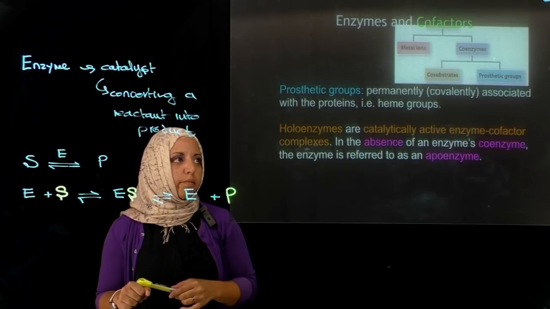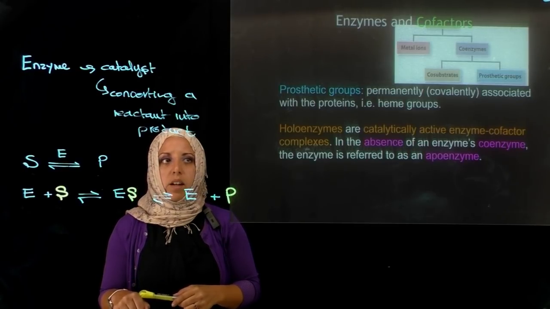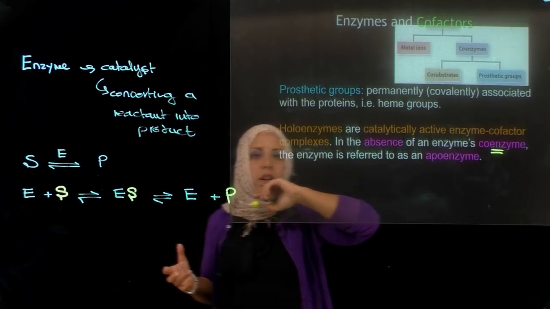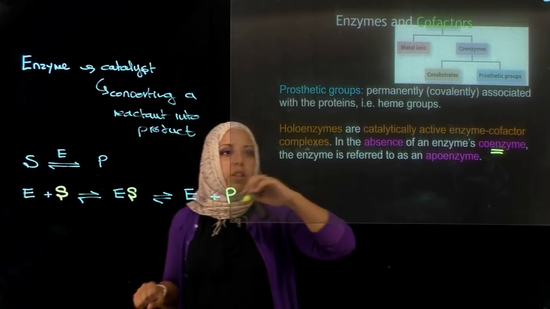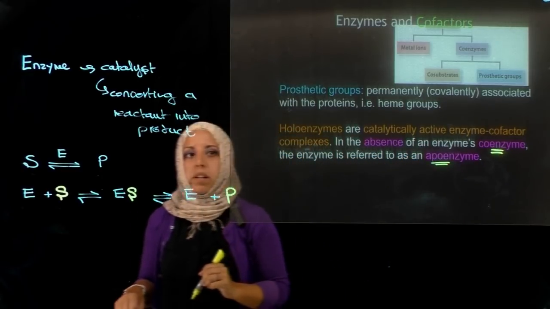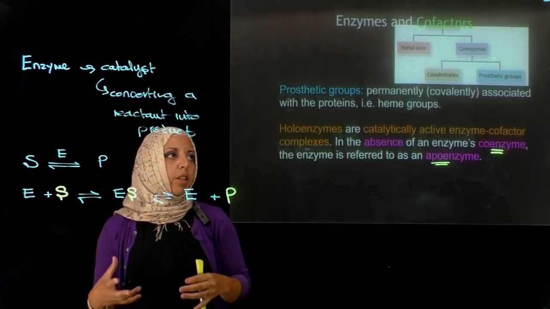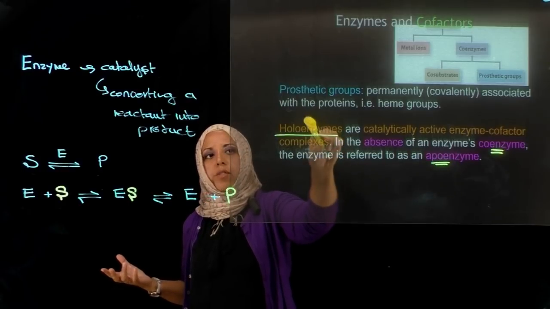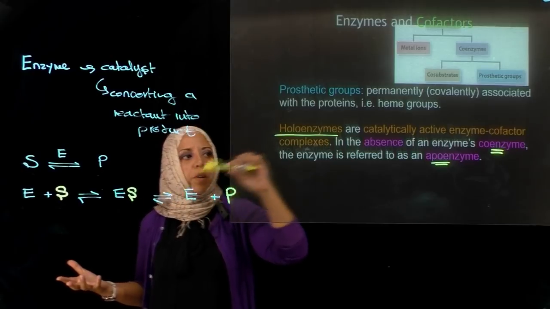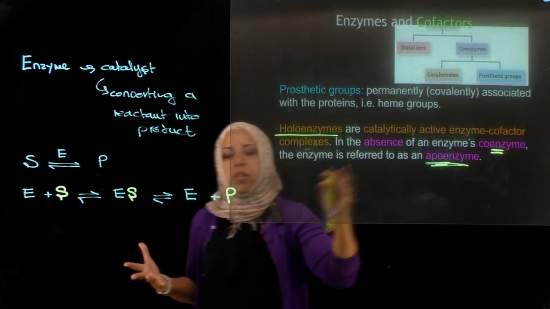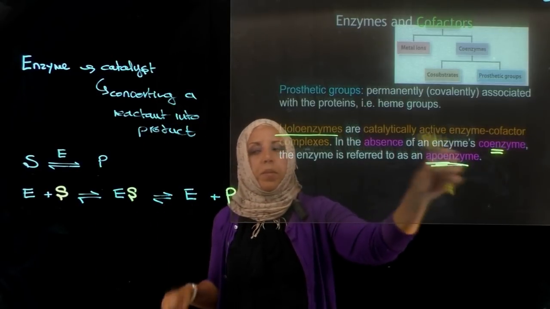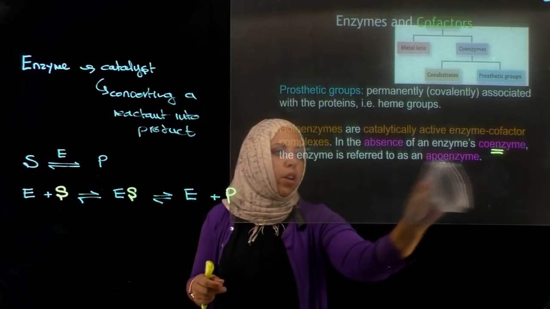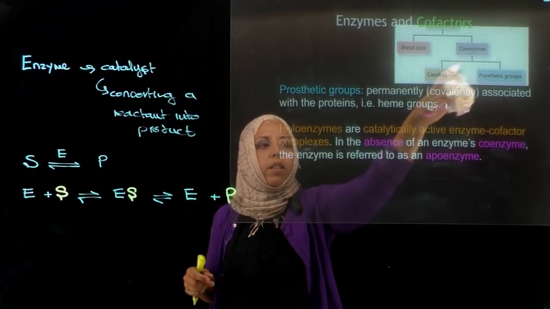So if an enzyme requires a coenzyme for its function, in the absence of the coenzyme, that particular enzyme is known as an apoenzyme. In the presence of its cofactor or coenzyme, it is known as a holoenzyme. The term apoenzyme is used more often than holoenzyme, because it indicates that the coenzyme is not associated with the enzyme in the particular reaction or structure that we're looking at. So an apoenzyme refers to the enzyme without its coenzyme.